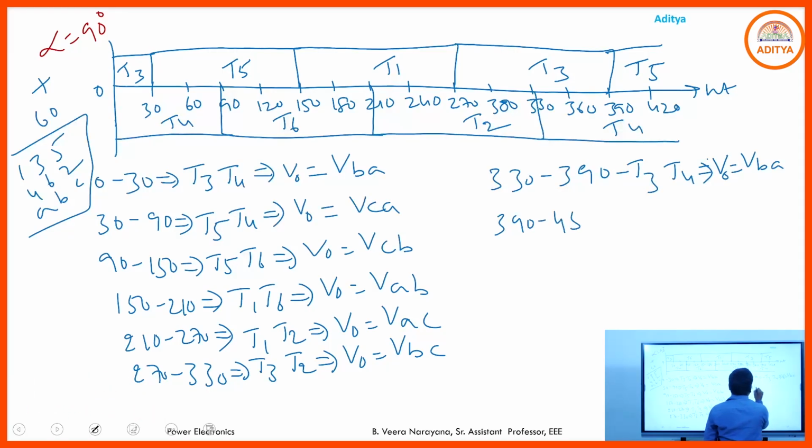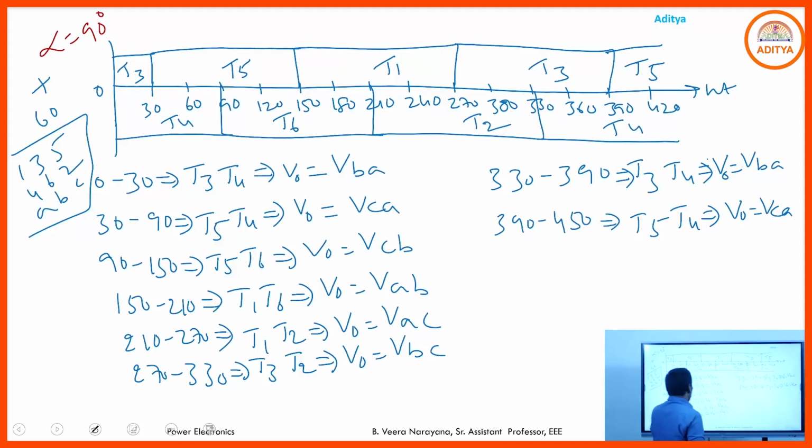390 to 450. What are you getting? 390 to 450, T5, T4. Same, V0 is equal to VCA, and that is a cycle repeated. Right. Up to this one is sufficient. Now we go through the output voltage waveform.